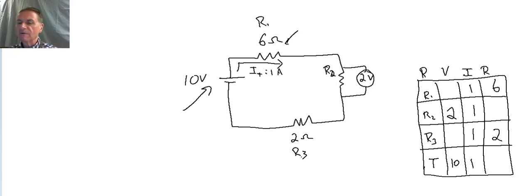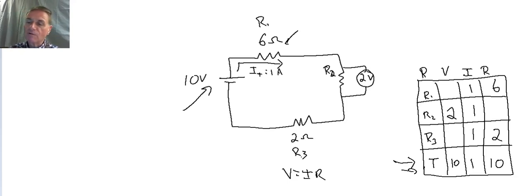So let's see what we've got. Well, we've got a lot of information here, so we can fill in what's missing. Let's look at the total row here. We have 10 volts, we have 1 amp. So we can get the resistance, because Ohm's law is V equals IR, or R is V divided by I. In the total row, V divided by I is 10 divided by 1, and so our total resistance is 10 ohms.